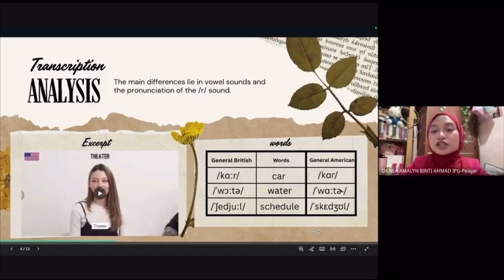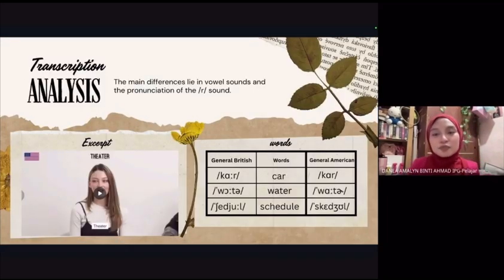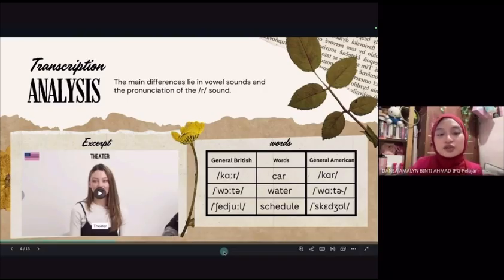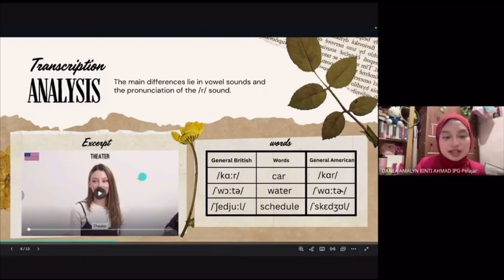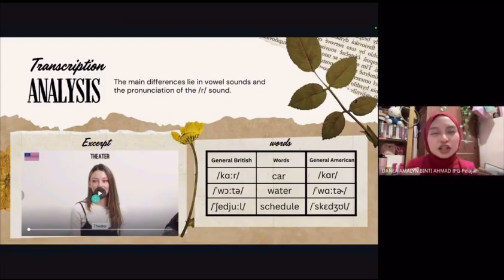The first question is the transcription analysis. The main differences lie in vowel sounds and the pronunciation of the r sound. This is the excerpt, as you can see, and try to compare the pronunciation of words between GB and GA. I'll play the video now.